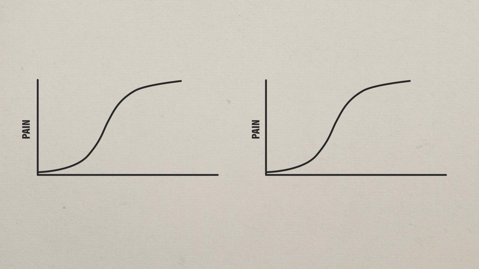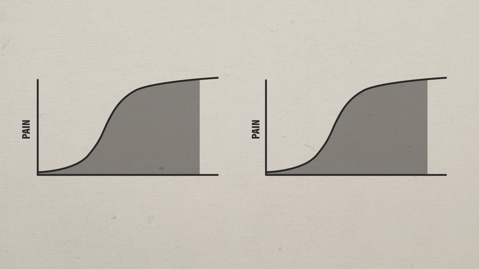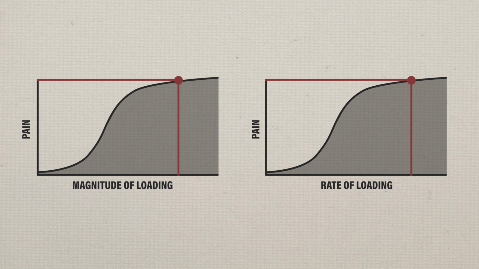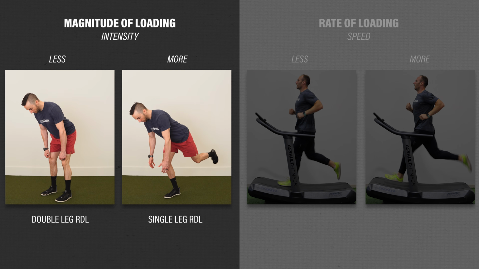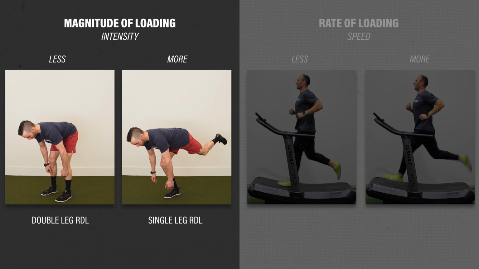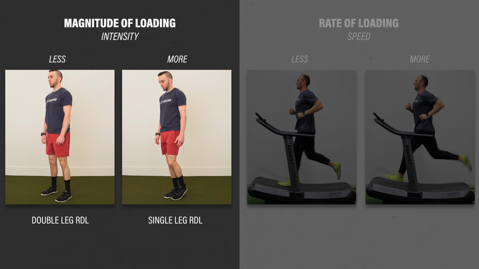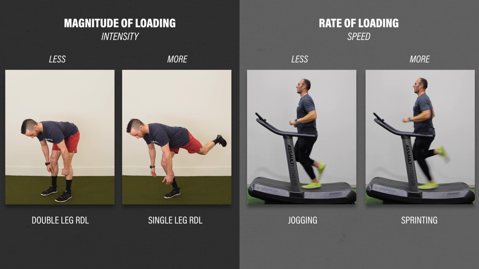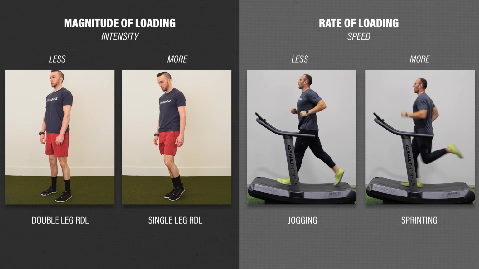This revolves around the concept that pain has a dose-dependent relationship with the magnitude and rate of loading. In other words, a greater intensity and a faster speed of force will tend to increase the load on the hamstring, which can lead to more severe symptoms. For example, a single leg RDL or a hip hinge is probably going to be more painful than a double leg RDL, and sprinting is probably going to be more painful than jogging.